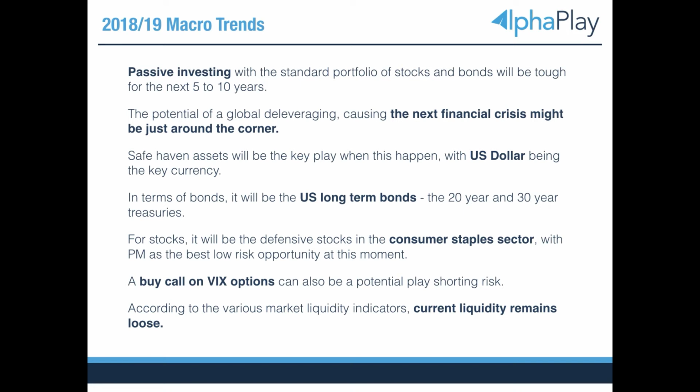In terms of bonds, don't look into short-term bonds. When this happens, look at long-term bonds, between 20 to 30 years, very straightforward. For stocks, very clear cut is defensive stocks under your consumer staple sector. This is more on the US side. I scanned through PM, which is the ticker of the stock, and later I'll show you all the charts. PM is the best low-risk entry. This is again based only on technicals, no fundamentals.